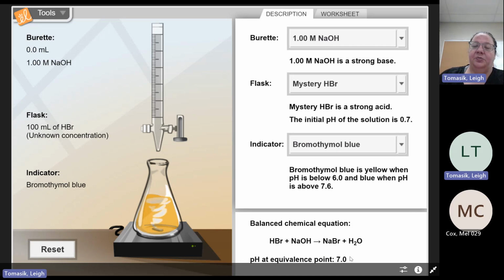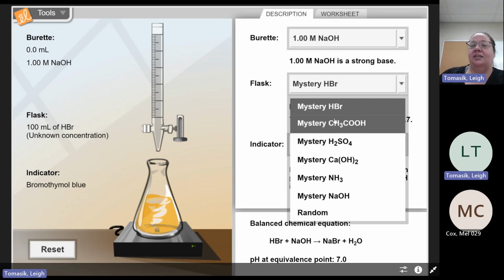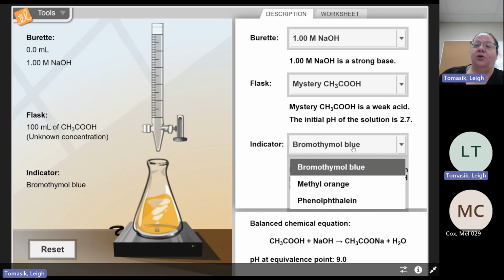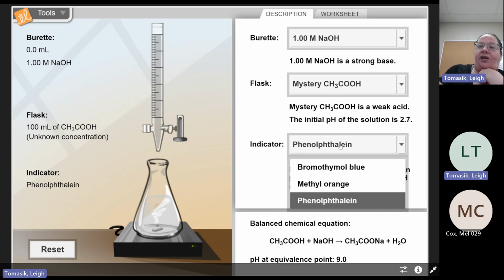That gives us an equivalence point of 7. So bromothymol blue is perfect because 7 is right in between 6.0 and 7.6. But say you change it from a strong acid to a weak acid, you can see that the equivalence point is 9, right? So we don't want to use bromothymol blue. We want to use the indicator where the pH is similar to the equivalence point. And this is as good as it gets for the 3 that we have.